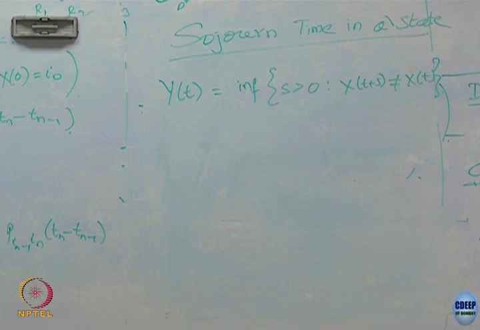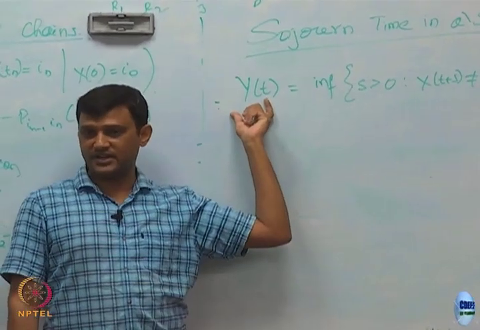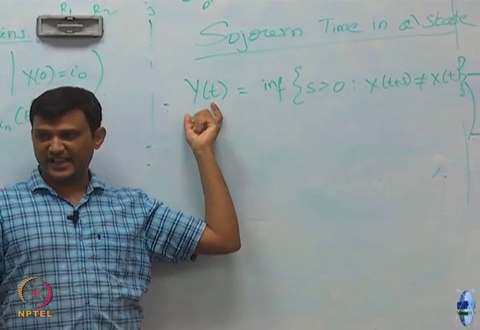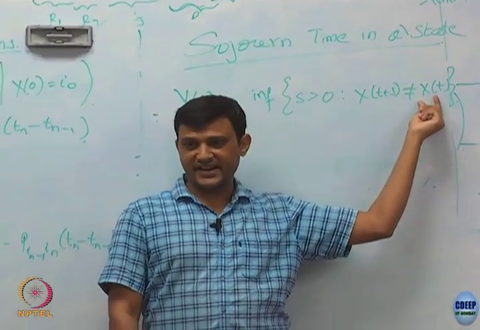So can you parse it, what is happening here? Okay, I am defining this function y of t for any given time t. What I am looking at is, let us say x of t is any state at time t.